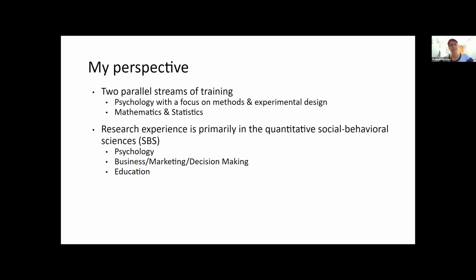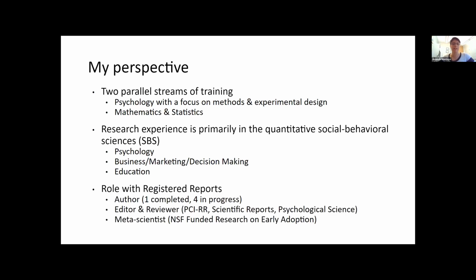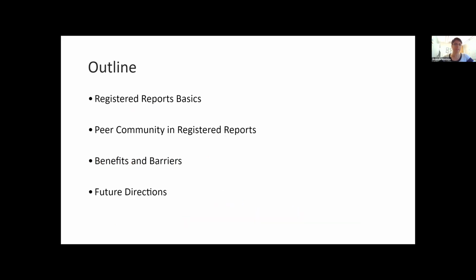So I live in a psychology department. I work with people in business marketing and decision making and education. And I'm going to be talking today about registered reports. I say this as an author of multiples of these, an editor and reviewer, and actually a line of my research is meta-science studying the adoption of registered reports.